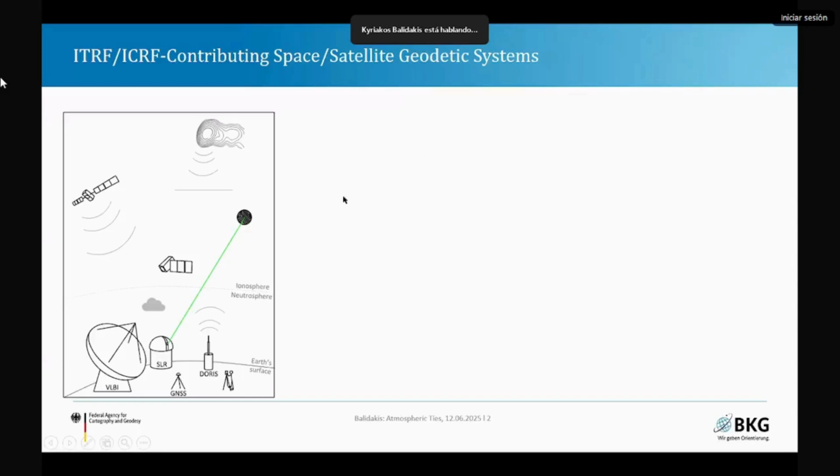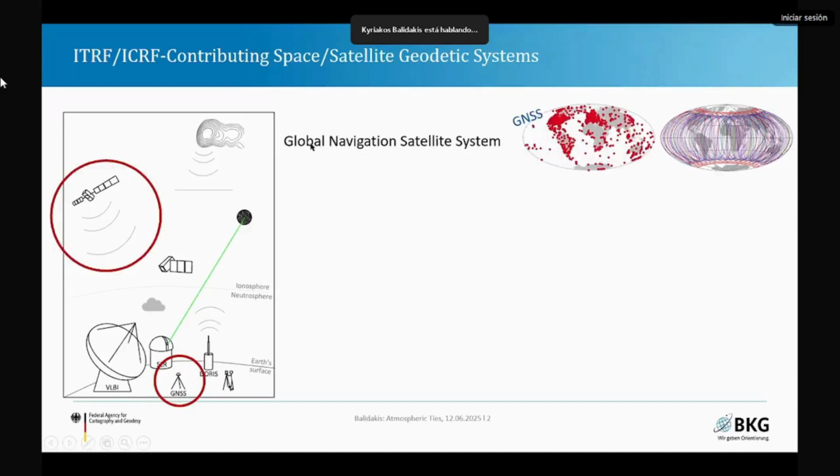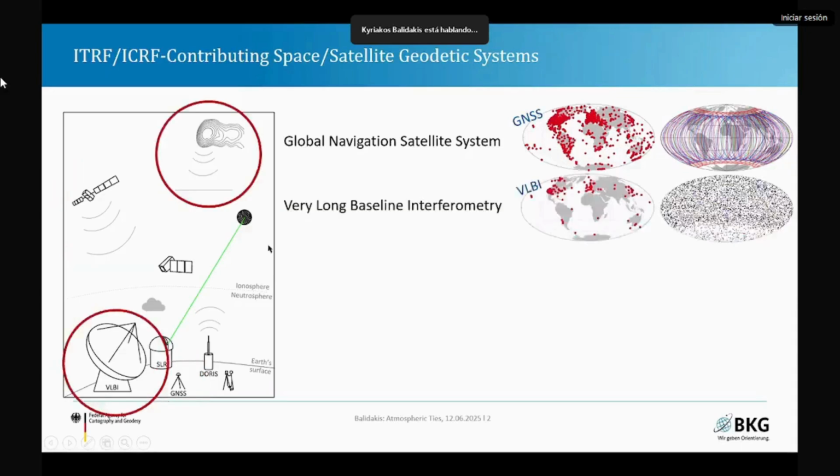So in geometric space geodesy, we're mainly concerned with 4 space geodetic systems. In this picture, you can see the Global Navigation Satellite System. On the left, you have the ground station network from one of the services, and on the right you have the tracks of the orbits of about 120 satellites for one day. Then we have the very long baseline interferometry technique. With VLBI, we have fewer stations, less than 50 active stations around the world right now, and we observe extragalactic radio sources, quasars.